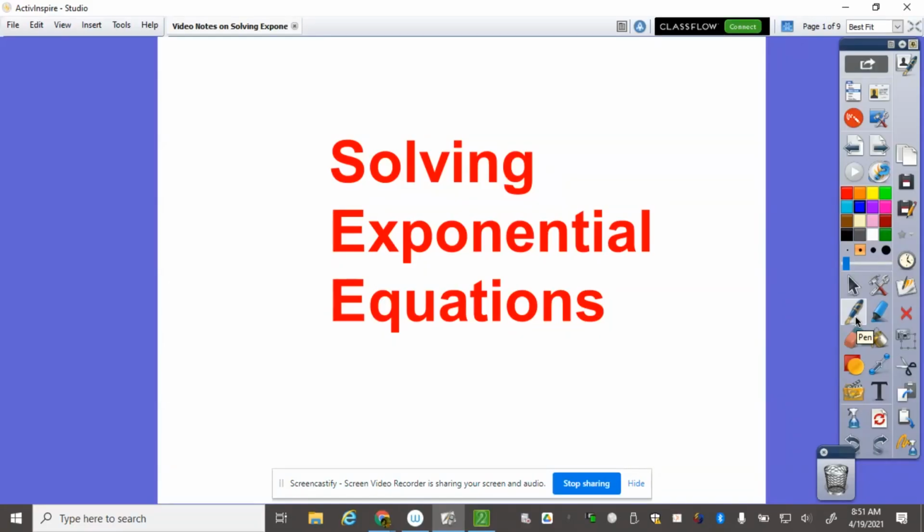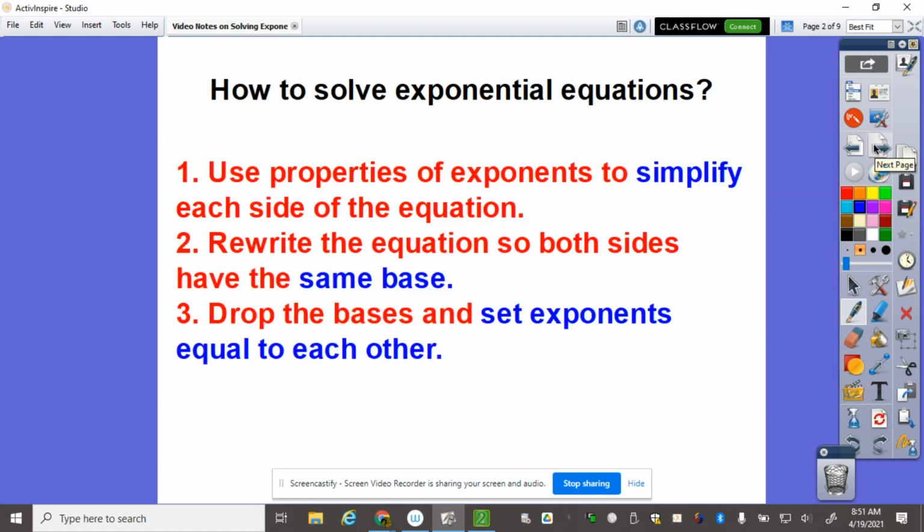Yo, yo, yo, this is Mr. O, and today we're going to learn about solving exponential equations. In solving exponential equations without logarithms, the idea here is for both sides of the equation to have the same base. Okay, so here are some steps or guidelines that will help us to solve exponential equations.